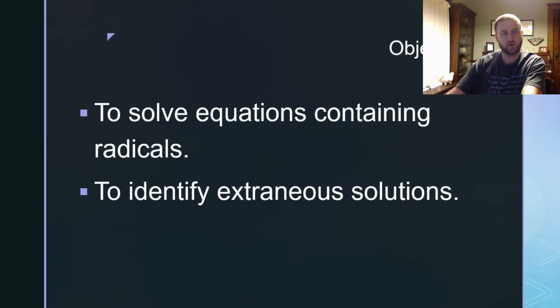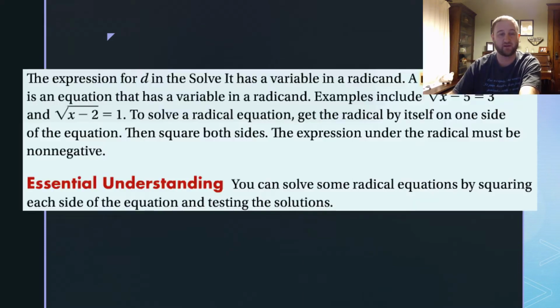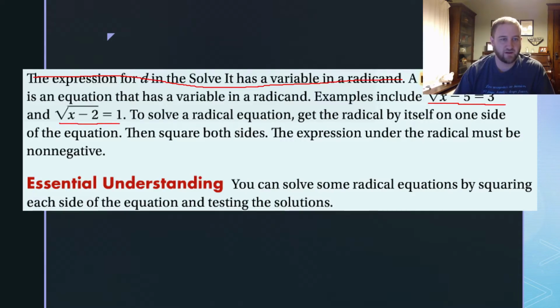Our objectives for today are to solve equations containing radicals, and then to identify extraneous solutions. Now the expression for D, and we didn't do the solve it, so we're going to skip that part. A radical equation is an equation that has a variable in a radicand. Examples include radical x minus 5 equals 3. That's an example of a radical equation. Radical x minus 2 equals 1. It's got a radical symbol, therefore it is a radical equation.